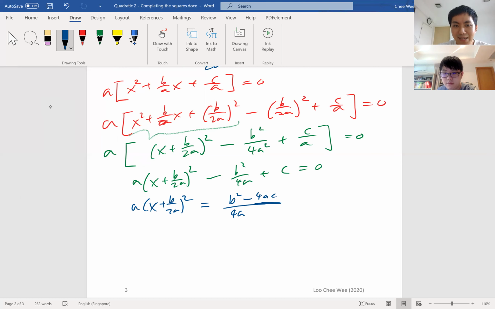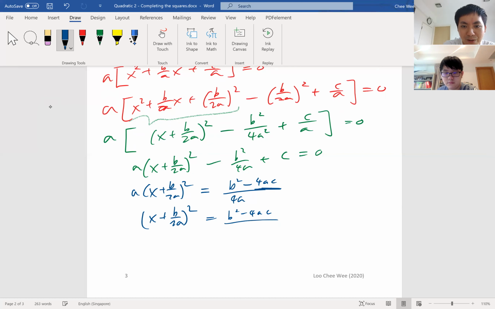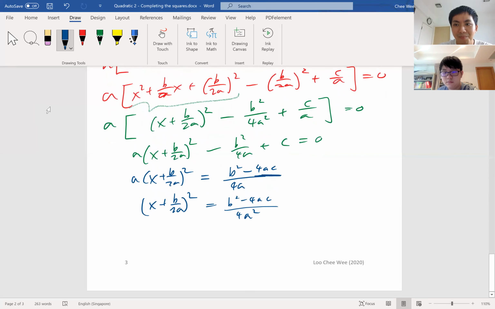Okay, so you can see the b squared minus 4ac has emerged in the derivation. So the next step must be to divide by a, right? So you will have x plus b over 2a squared is equal to b squared minus 4ac over 4a squared. Get it? Okay. Then what should the next step be?